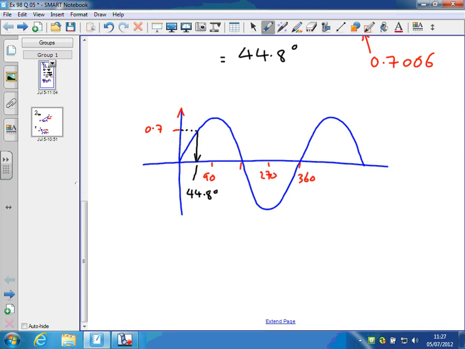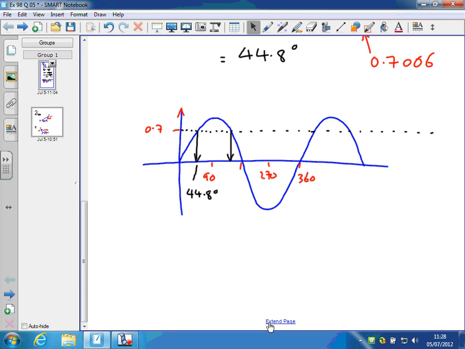However, if we carry on, there is another angle at which that has the sine of 0.7, and the calculator doesn't tell us that. And if we carry on, actually there are further angles beyond 360 degrees, all having the sine of 0.7. So there's an infinite number of angles actually. We're only generally interested in the angles in the first cycle, so these two here.